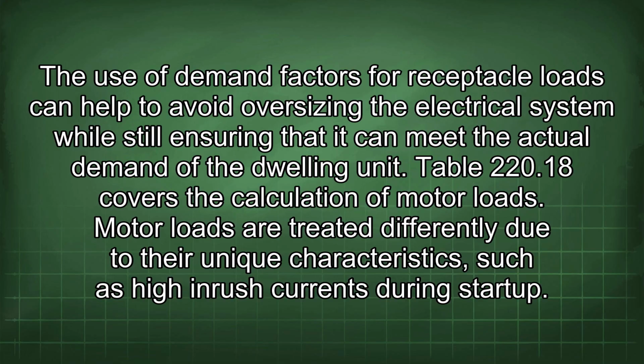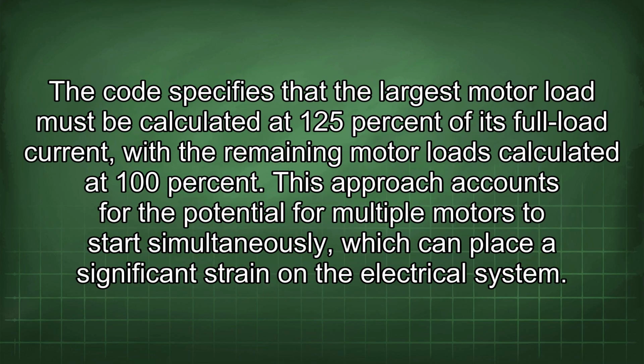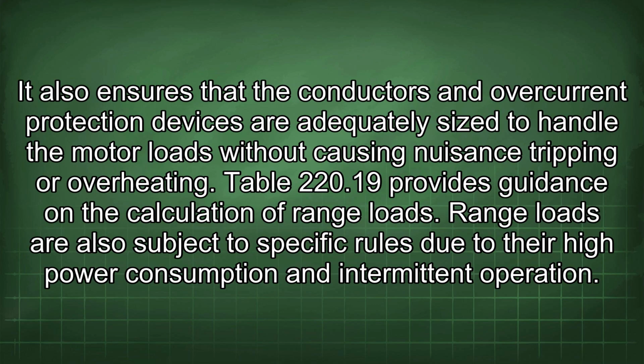Table 220.18 covers the calculation of motor loads. Motor loads are treated differently due to their unique characteristics, such as high inrush currents during startup. The code specifies that the largest motor load must be calculated at 125% of its full load current, with the remaining motor loads calculated at 100%. This approach accounts for the potential for multiple motors to start simultaneously, which can place a significant strain on the electrical system. It also ensures that the conductors and overcurrent protection devices are adequately sized to handle the motor loads without causing nuisance tripping or overheating.